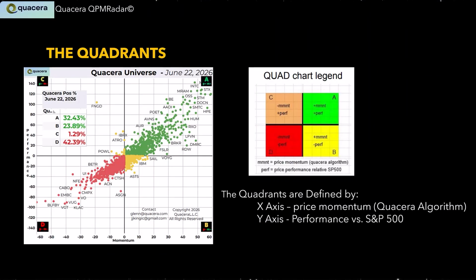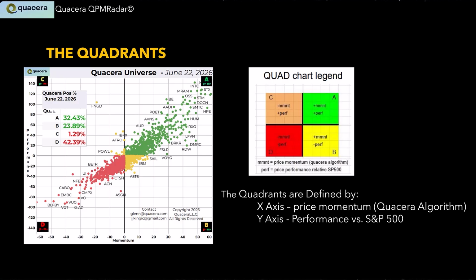QPMRadar is based upon 4 quadrants. The quadrants are defined by stock price momentum, which is the horizontal axis, and the vertical axis is performance versus the S&P 500. So momentum creates performance, so we concentrate on momentum.